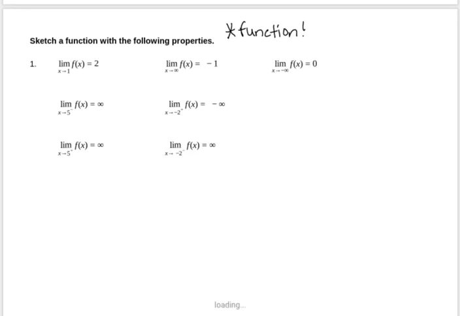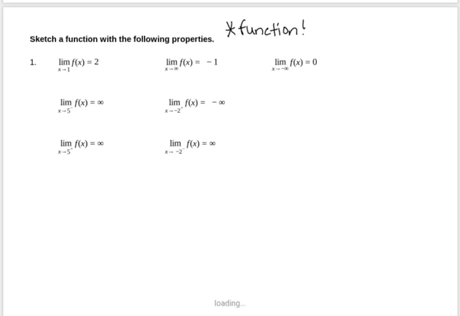Okay, so the first thing I'm going to do is figure out what are my important x and y values. I'm going to focus on my x values first. For this first limit, we're looking at the limit as x approaches 1, and you'll notice that's a two-sided limit. So that means from both sides of x equals 1, we need to be approaching a y value of 2. Now we also have the limit as x approaches infinity equals -1. We have the limit of f of x as x approaches negative infinity is 0.